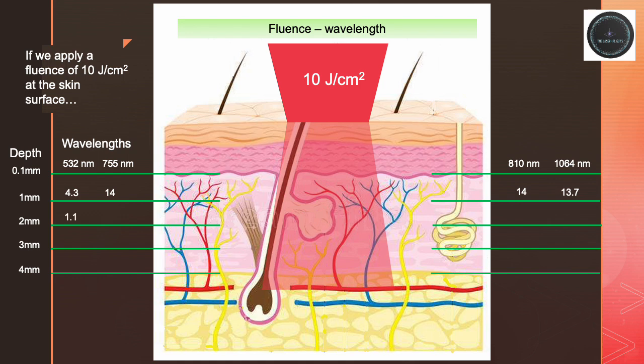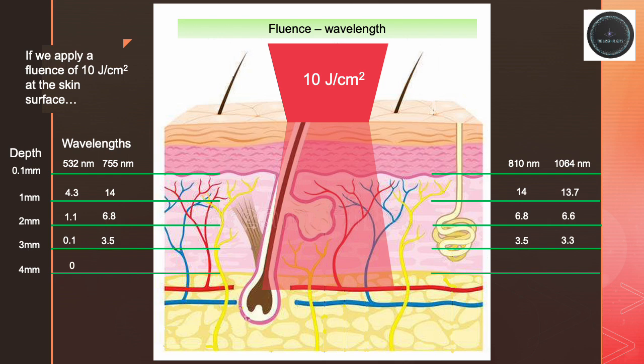With the 532 beam at a depth of 2 millimeters, it's now dropped to 1.1, so it's just slightly more than 10%, 11% in fact, of the incident value. Whereas with the 755 and 810 beams, the fluence has dropped to 6.8 and it's about 6.6 with 1064. At 3 millimeters depth, the 532 has now dropped to 0.1 joule per square centimetre, so it's a very low value. Whereas with 755 and 810 it's 3.5 and about 3.3 with 1064. And by the time we get down to 4 millimeters depth, the 10 joules per square centimetre at the surface has reached virtually zero. Almost none of that energy will reach that depth.